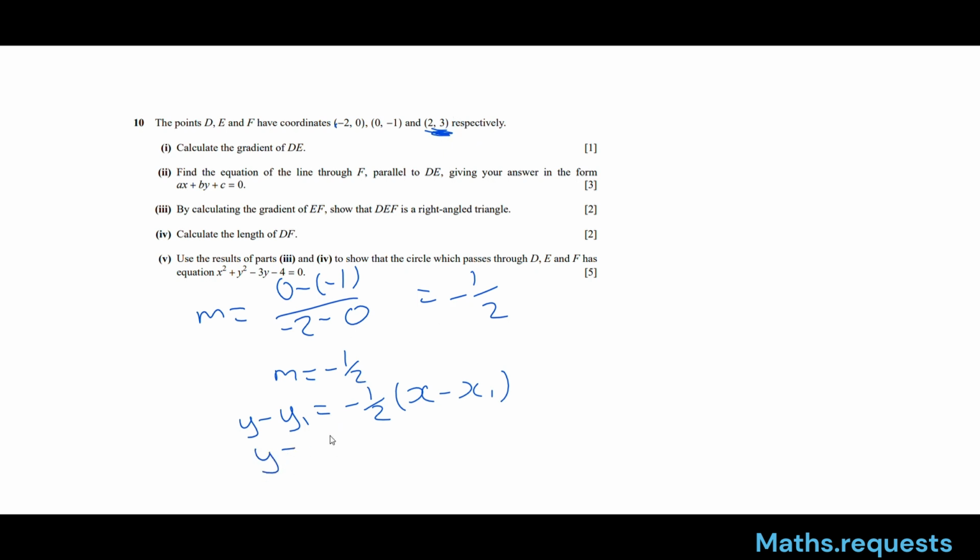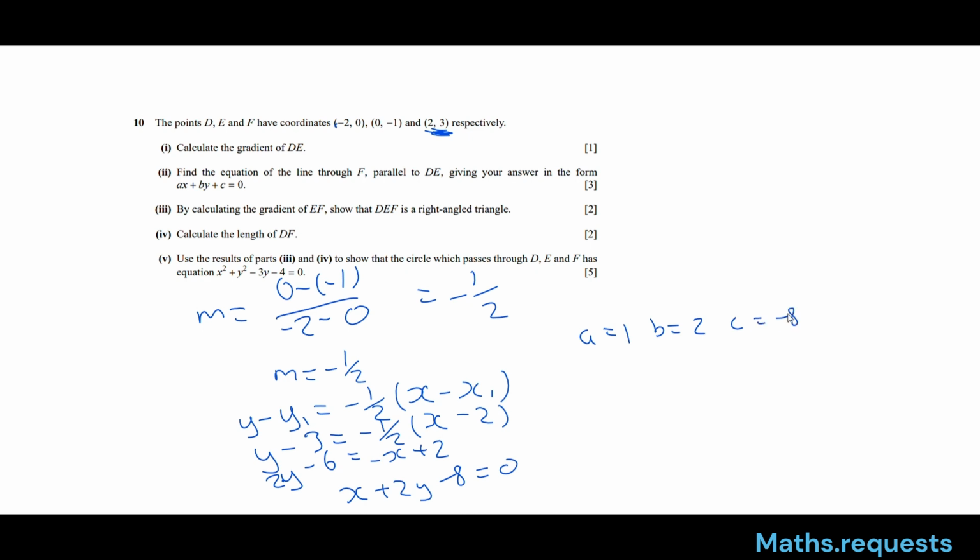So y minus, and the y value is 3, so y minus 3 equals -1/2 times x minus, and the x value is 2. Okay, so here we can expand and simplify. So we say 2y minus 6 equals minus x plus 2, and then we can move them all to one side. So we get x plus 2y minus 8 equals 0. So we can say that a equals 1, b equals 2, and c equals -8.